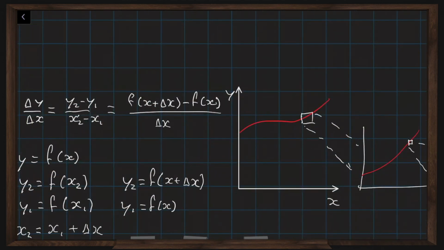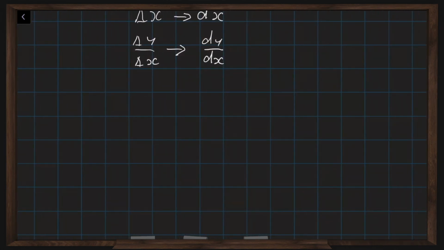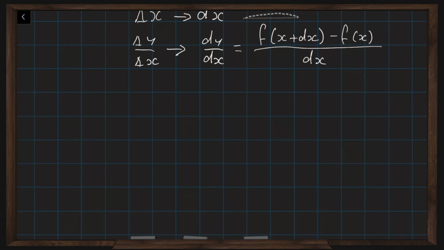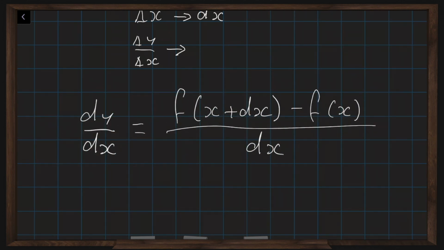So let's go back and take this equation, but rewrite that in our new terms of dx and dy. So we get that dy by dx is equal to f of x plus dx minus f of x, divided by dx. And this is the formula for differentiation. And in a practice session for this video, we are going to look at some examples of where we apply this.